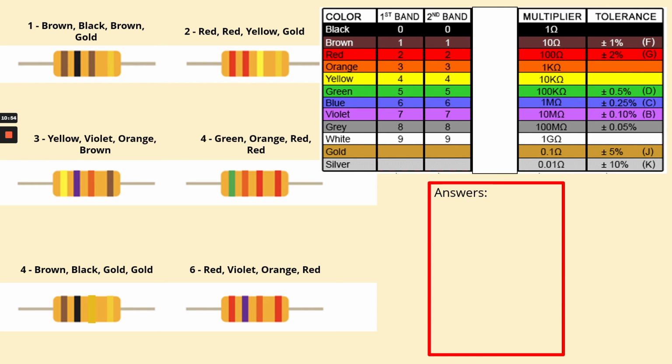The bottom left one says 4 as well. It's meant to be 5. That's my mistake. So all of the colours for each band are above in order. So for the first one it's brown, black, brown, gold. So pause the video here, attempt calculating the resistance values, and then we will go through the answers at the end.